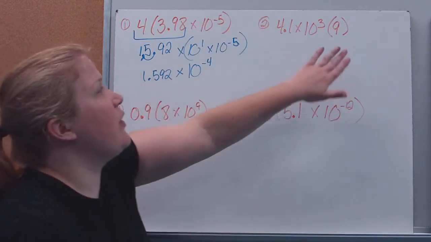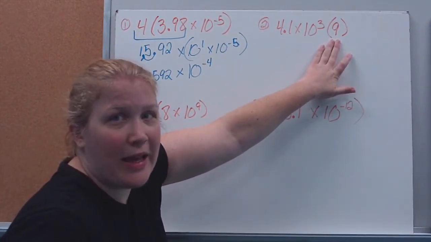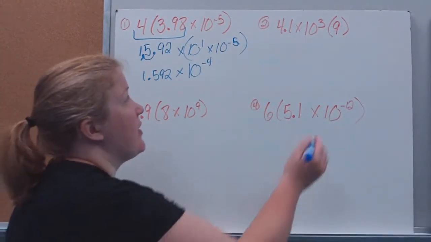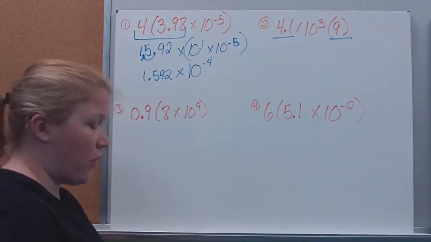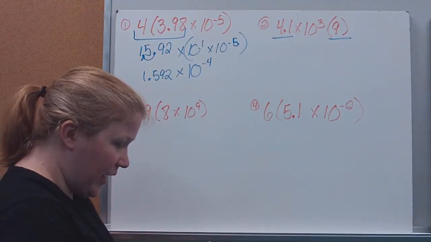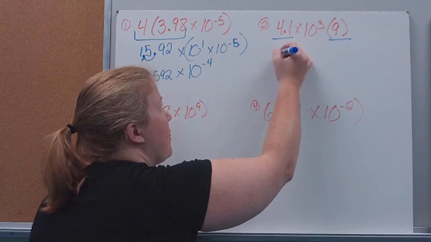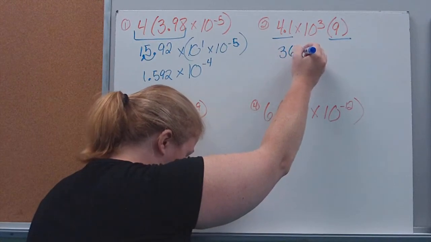All right, here what you'll notice is I wrote the number we're multiplying at the back of it. It doesn't make a difference. I want to look at my 2 numbers that are not exponents and multiply those together. So 4.1 times 9 gives me 36.9.